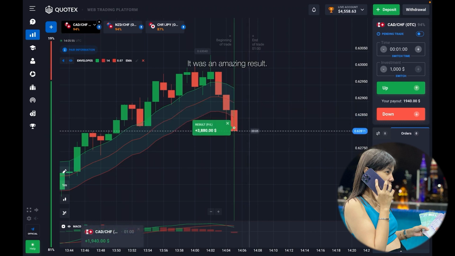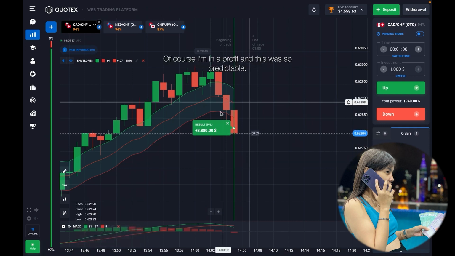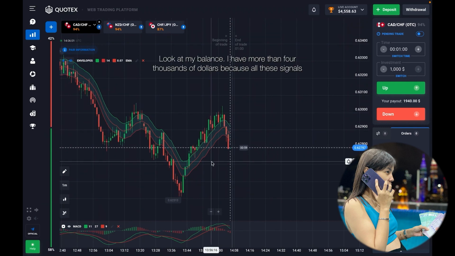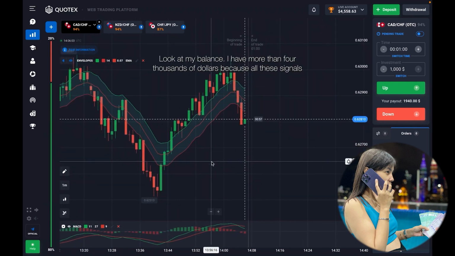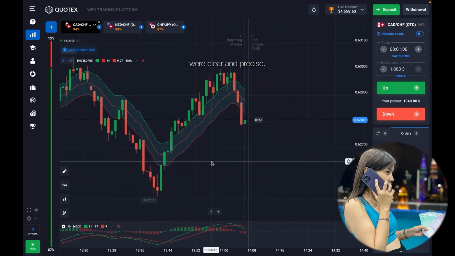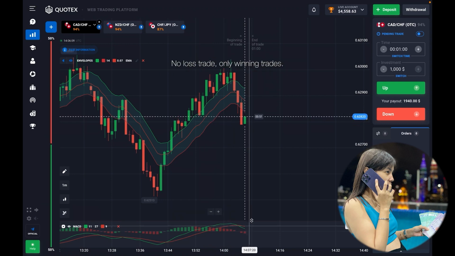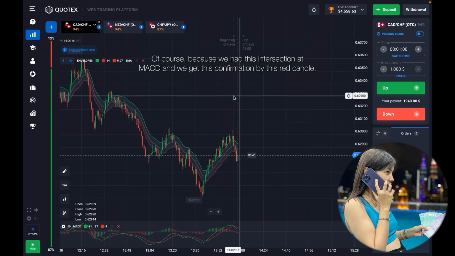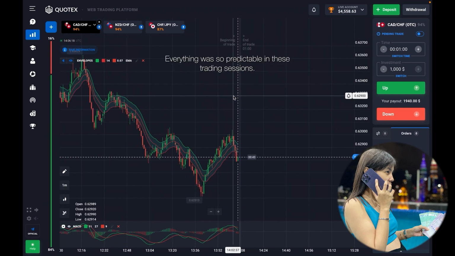Guys, it was an amazing result. Of course I'm in profit, and this was so predictable. Look at my balance. I have more than $4,000 because all the signals were clear and precise. So no losing trades, only winning trades, of course, because we had this intersection with MACD and we got this confirmation by this red candle. Everything was so predictable in this trading session.